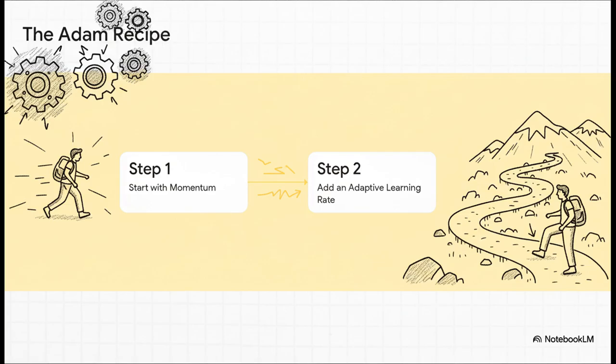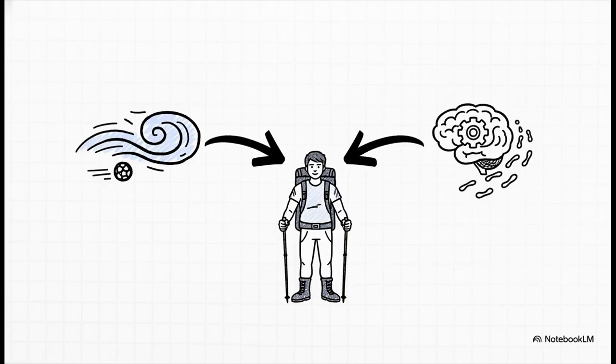The recipe for Adam is actually super intuitive once you see the pieces. Step 1, you take the power of momentum, so our hiker remembers where they're going and keeps up their speed. Step 2, you add the smarts of an adaptive learning rate, so they can take big or small steps depending on what's ahead. It's not a brand new idea, it's just a brilliant combination of the best ideas we've already seen. And really, that's what Adam is. It is the best of both worlds.